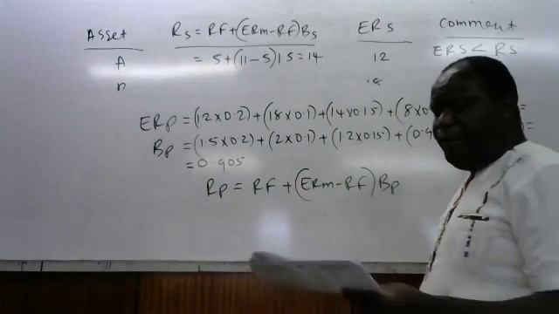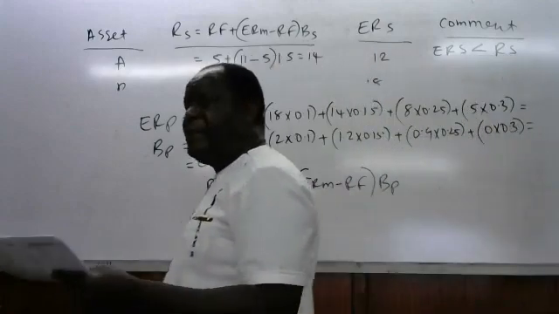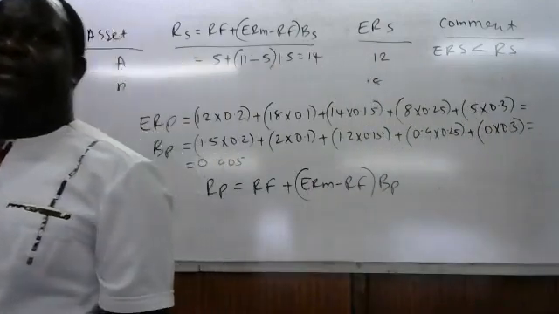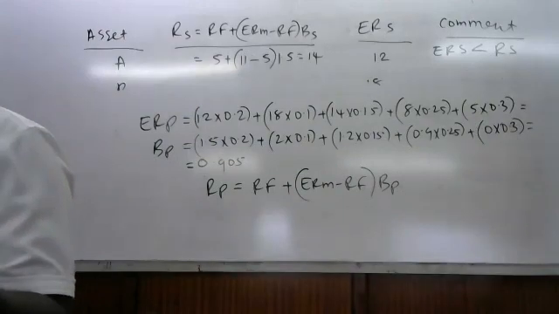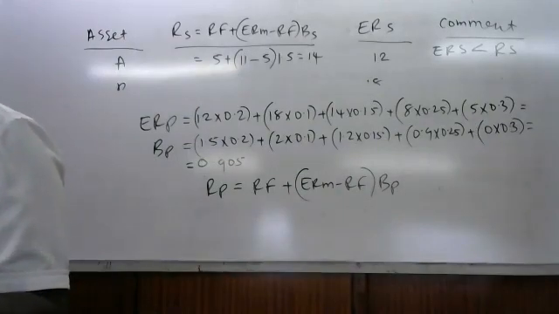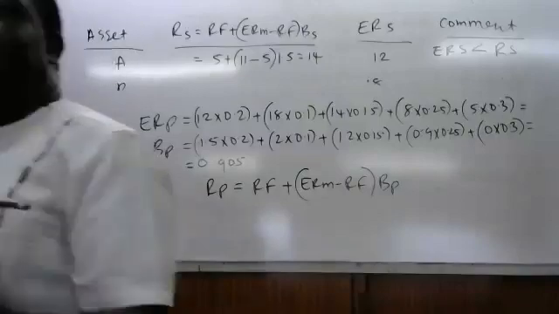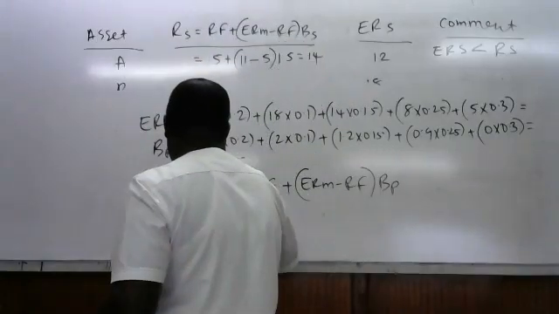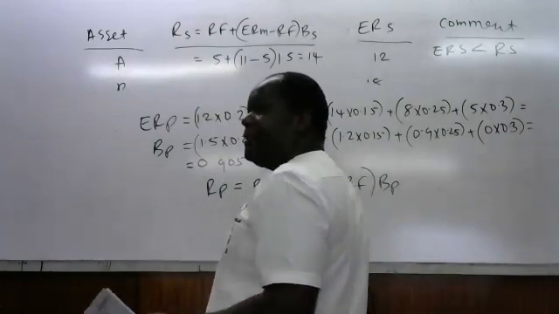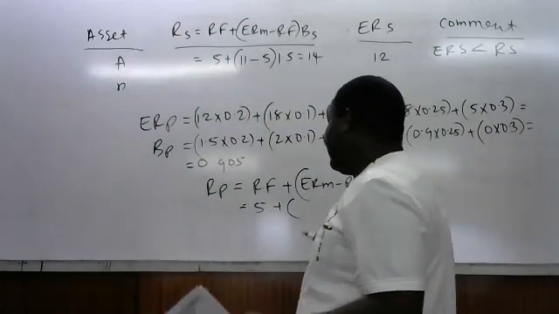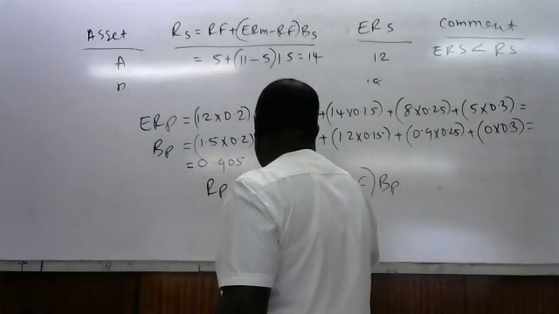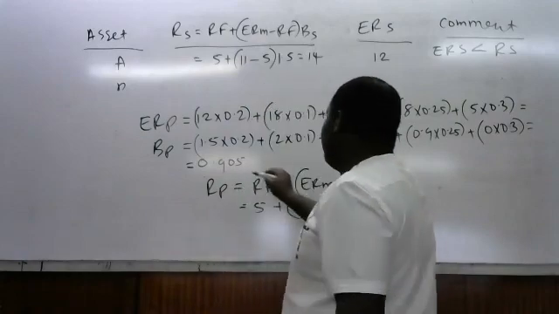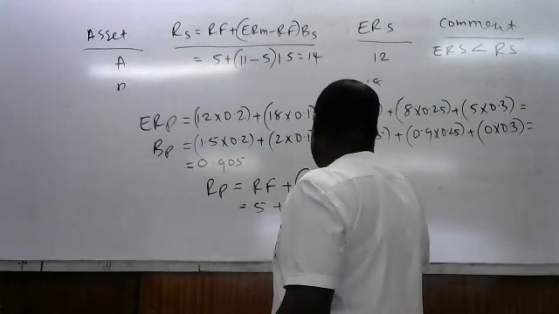So risk-free rate, remember we said that it is the current return of the risk-free asset. Remember when we did the other part, we had 5. So the risk-free rate was 5. Expected return for the market was given as 11. Also minus 5. So for this beta, you use 0.905.